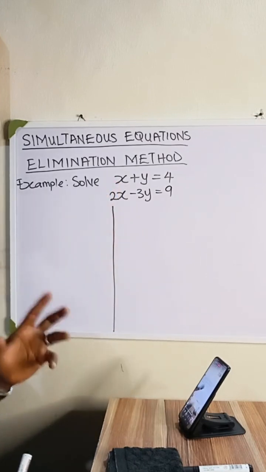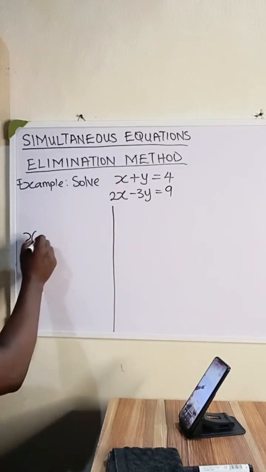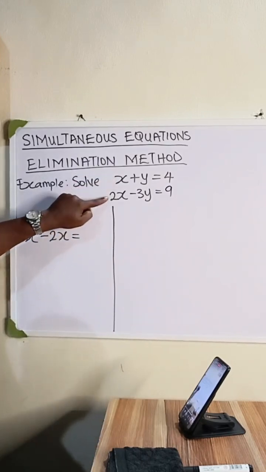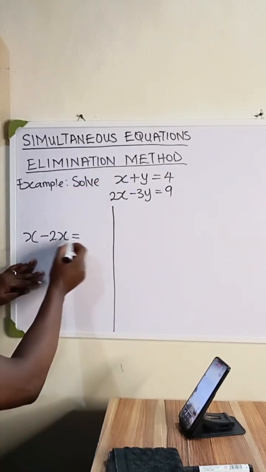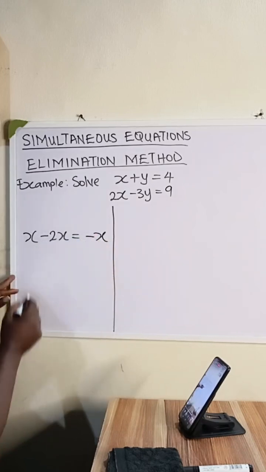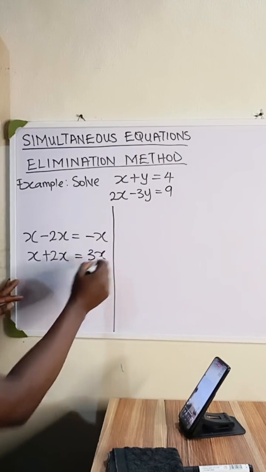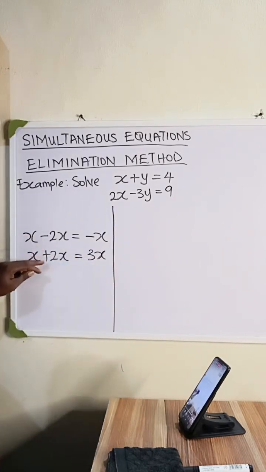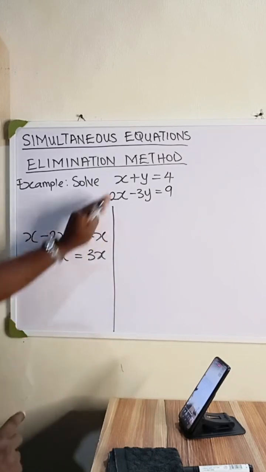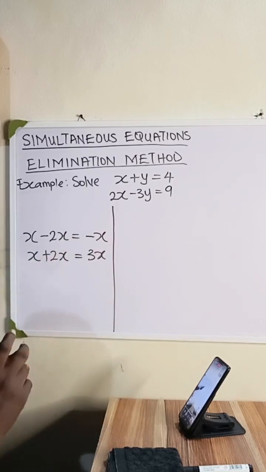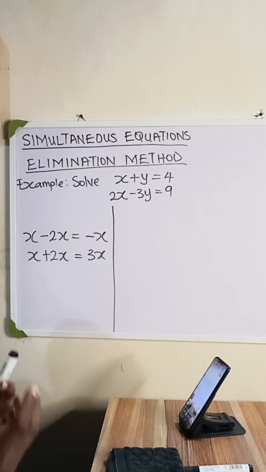For us to eliminate x, if you do x minus 2x, this will not cancel out because this will give you minus x. If you do x plus 2x, this will give you 3x. So if you are adding the two equations, or if you are subtracting the two equations, x will not cancel out. So the way the equations are, you cannot cancel out x. So the next thing we're going to ask ourselves is, what do we do in order to cancel out x?